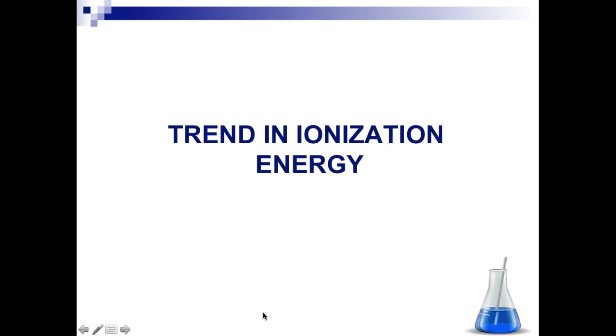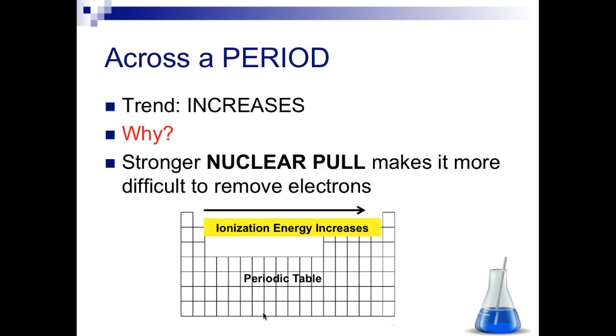So what is the trend for ionization energy? The trend for ionization energy going across a period increases. Why does this happen? Remember, the ionization energy is the ease at which you can remove an electron. So it gets larger as you go across a period, and that is because there is a strong nuclear pull between the outer electrons and the nucleus, which makes it more difficult to remove those electrons.